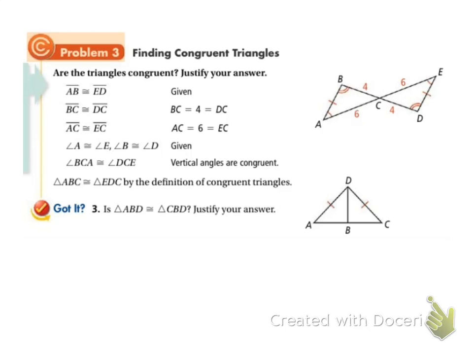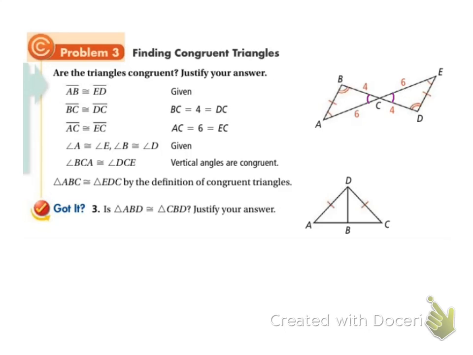I am given, or it's marked on the picture, that angle A is congruent to angle E, and that angle B is congruent to angle D. And then, by the definition of vertical angles, I know that these angles are congruent there. So angle BCA is congruent to angle DCE. So then I have all angles congruent, and I have all sides congruent. So they are congruent triangles.